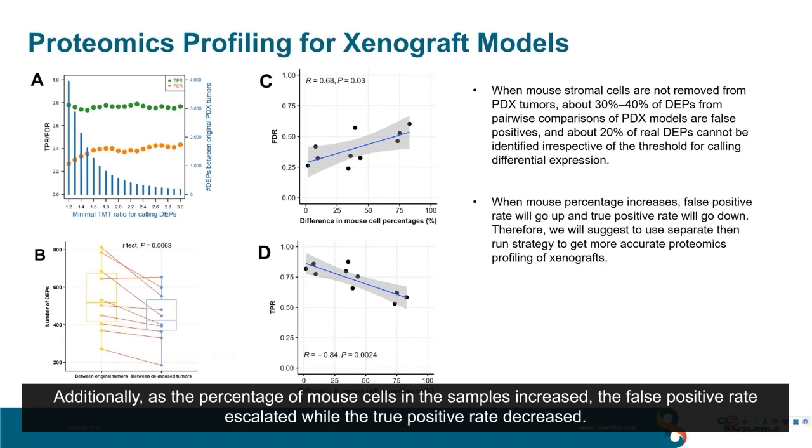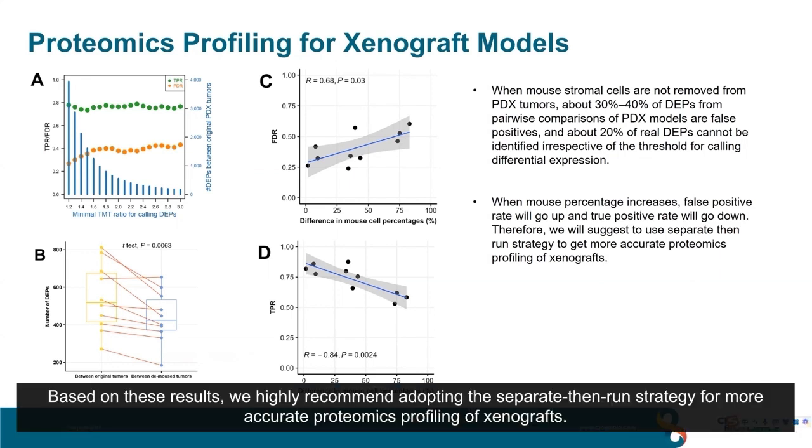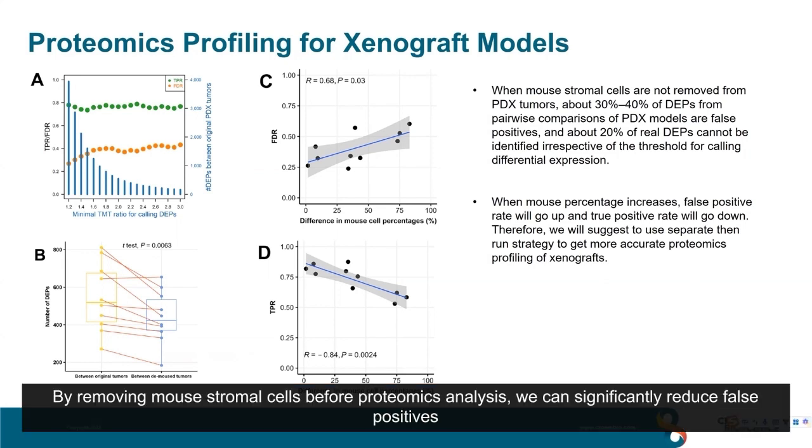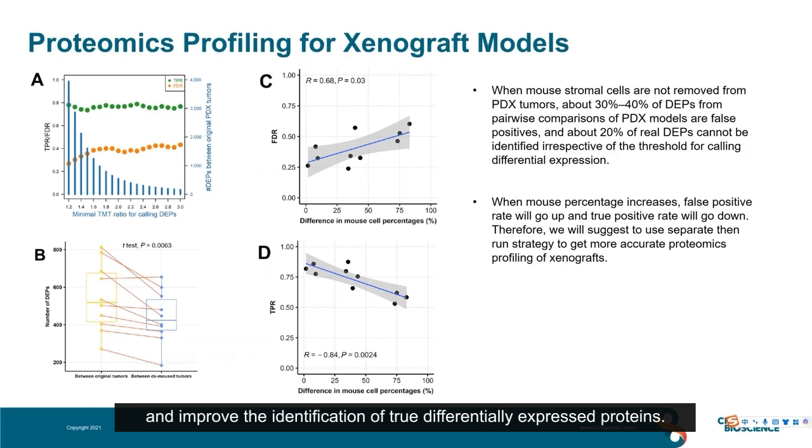Based on these results, we highly recommend adopting the separate xenograft strategy for more accurate proteomics profiling of xenografts. By removing mouse stroma cells before proteomics analysis, we can significantly reduce false positives and improve the identification of truly differentially expressed proteins.